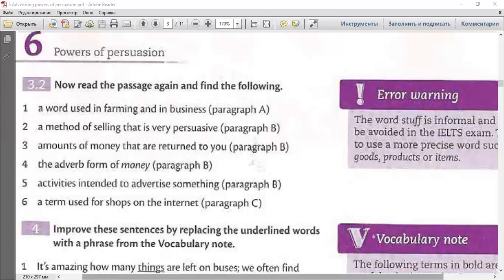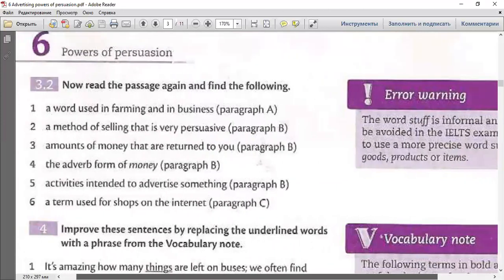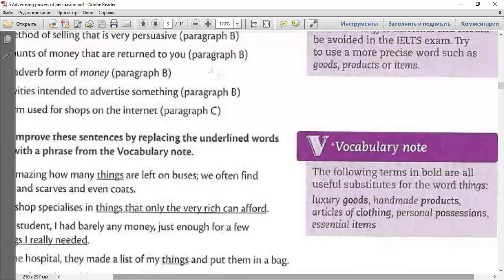The word stuff is informal and should be avoided in the IELTS exam. Try to use a more precise word such as goods, products, or items, right? So it is too informal. And the following terms in bold are useful substitutes for the word things: luxury goods, handmade products, articles of clothing, personal possessions, and essential items.